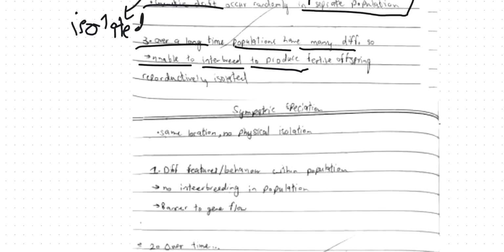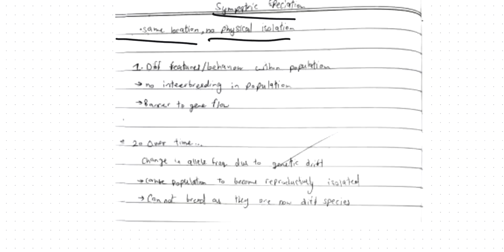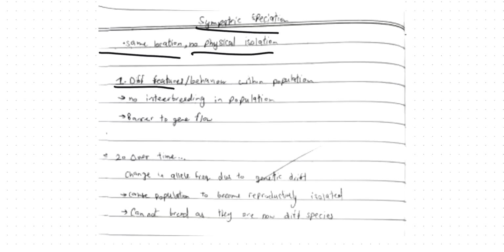Sympatric speciation happens at the same location. There is no physical isolation, so no geographical barrier. And the different features or behaviors within a population cause interbreeding to stop. So if you have different features in two species, they'll stop interbreeding together. This causes gene flow to stop. So genes will not flow between species.